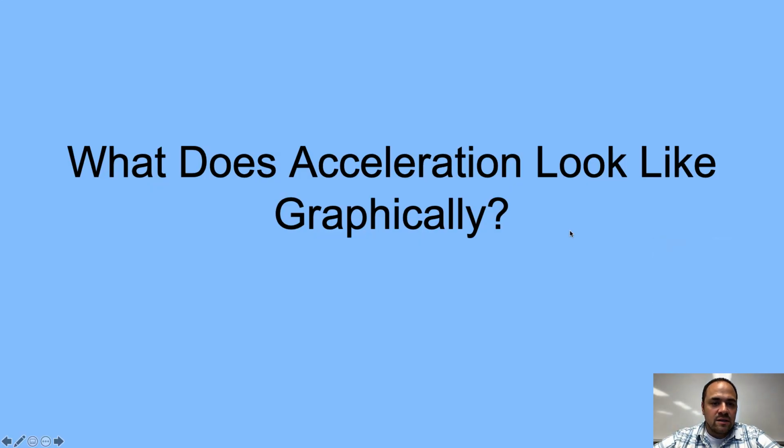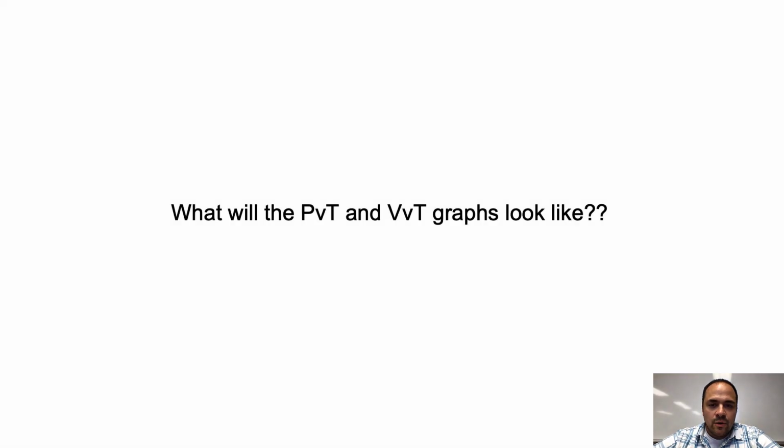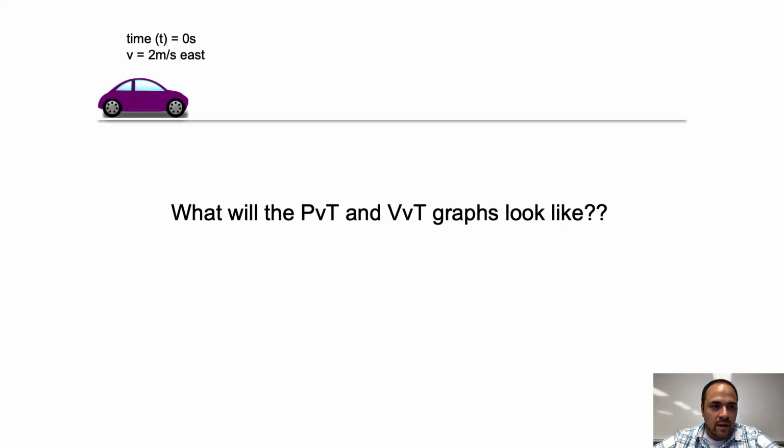So what does this look like graphically? What does acceleration look like graphically? So here's a scenario, and I want you guys to think about what the position versus time graph and the velocity versus time graph will look like. So we have a car, and at time 0, it has a velocity of 2 meters per second east.